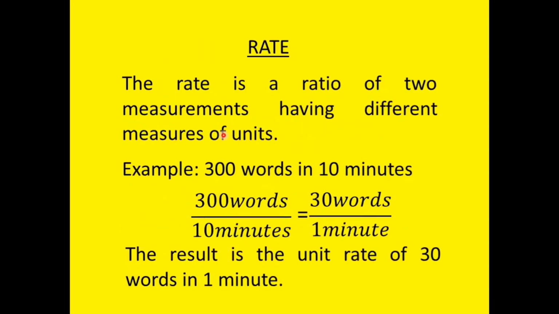Then we have also what we call rate. Rate is a ratio of two measurements having different units. For example, 300 words in 10 minutes. So to compute for the rate, all you need to do is divide 300 words by 10 minutes. And that's equivalent to 30 words per minute. Meaning the result is the unit rate of 30 words in 1 minute. Alright?